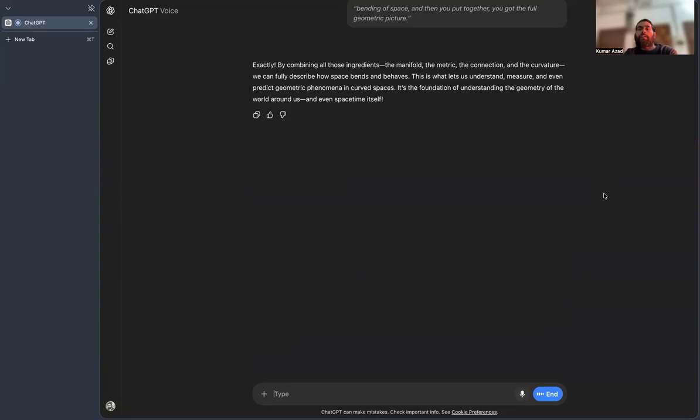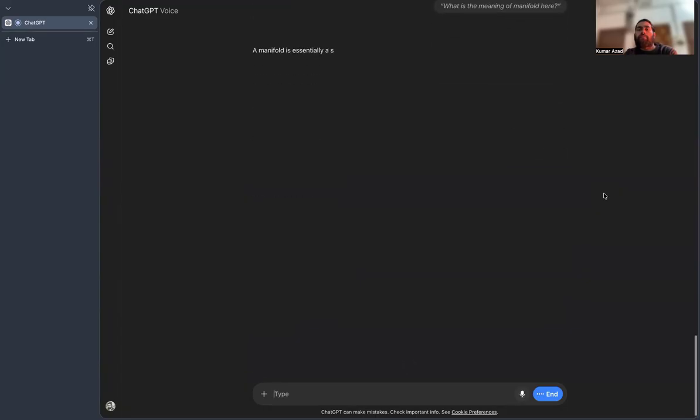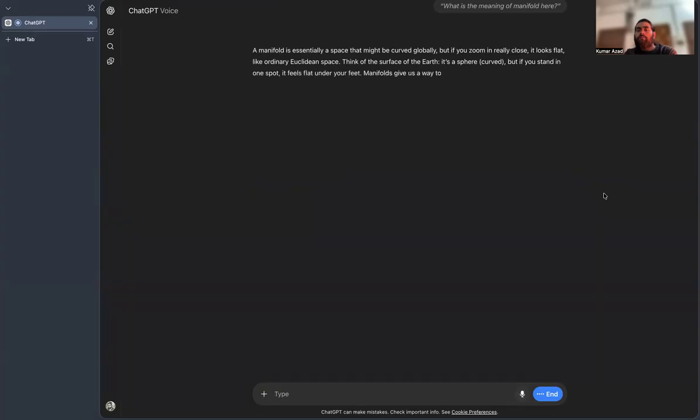What is the meaning of manifold here? A manifold is essentially a space that might be curved globally, but if you zoom in really close, it looks flat, like ordinary Euclidean space. Think of the surface of the Earth. It's a sphere, curved, but if you stand in one spot, it feels flat under your feet. Manifolds give us a way to do geometry and calculus on spaces that might be curved, but are still well behaved when we zoom in.